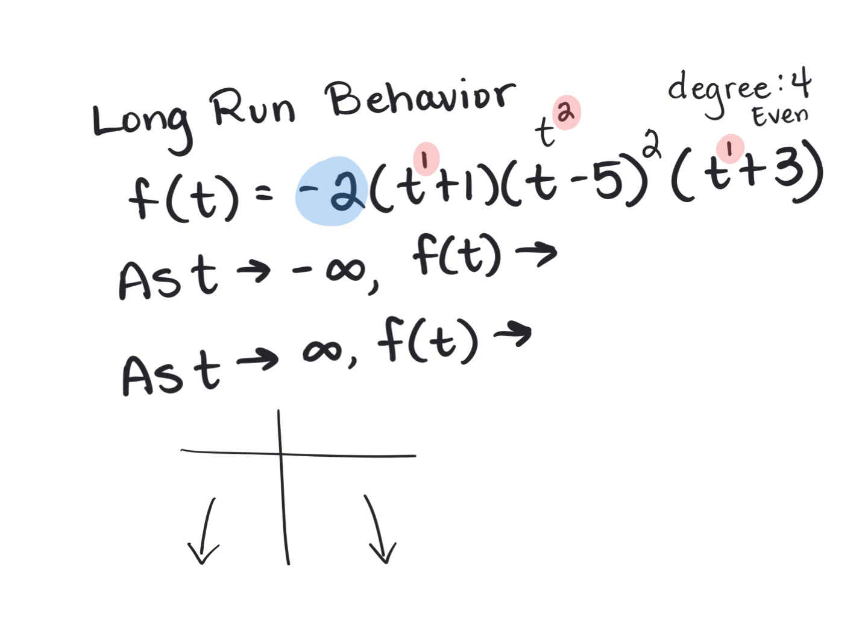So as t goes off into the negative infinity over here, my y values are going to go in this direction. So that would be negative infinity. All right, and similarly, as my t goes off into the positive direction this way, again, my y values are going to be going down, so this answer is a negative infinity.